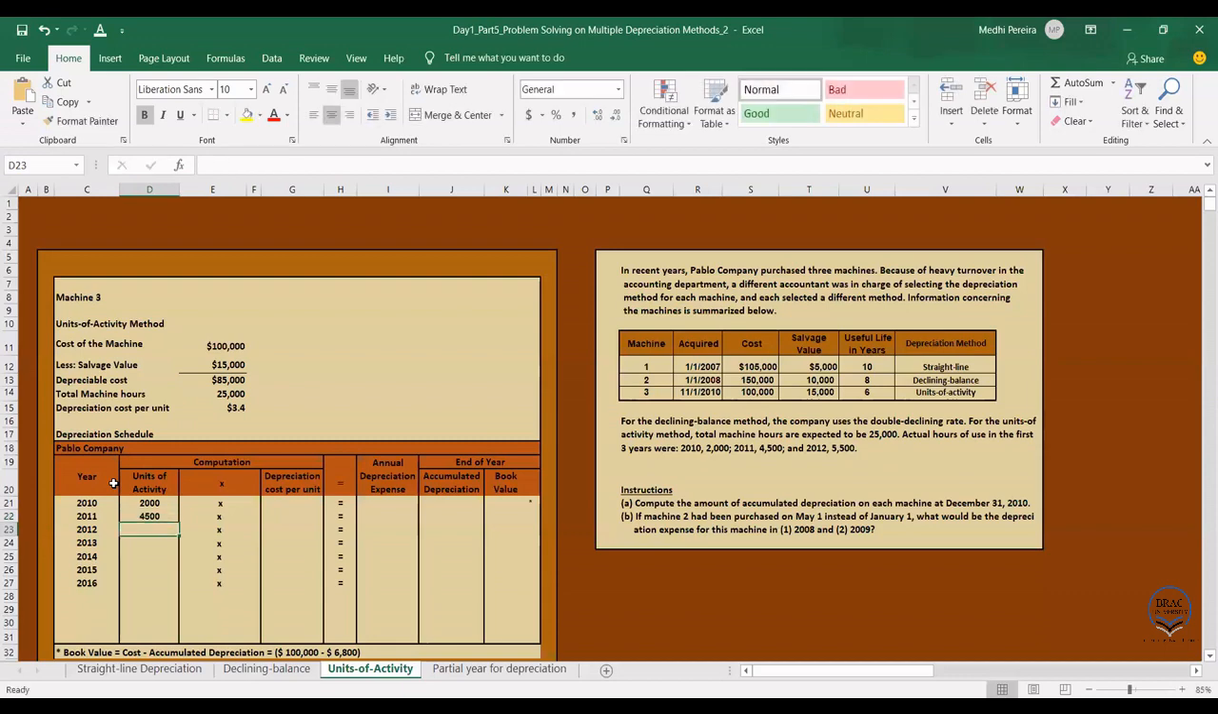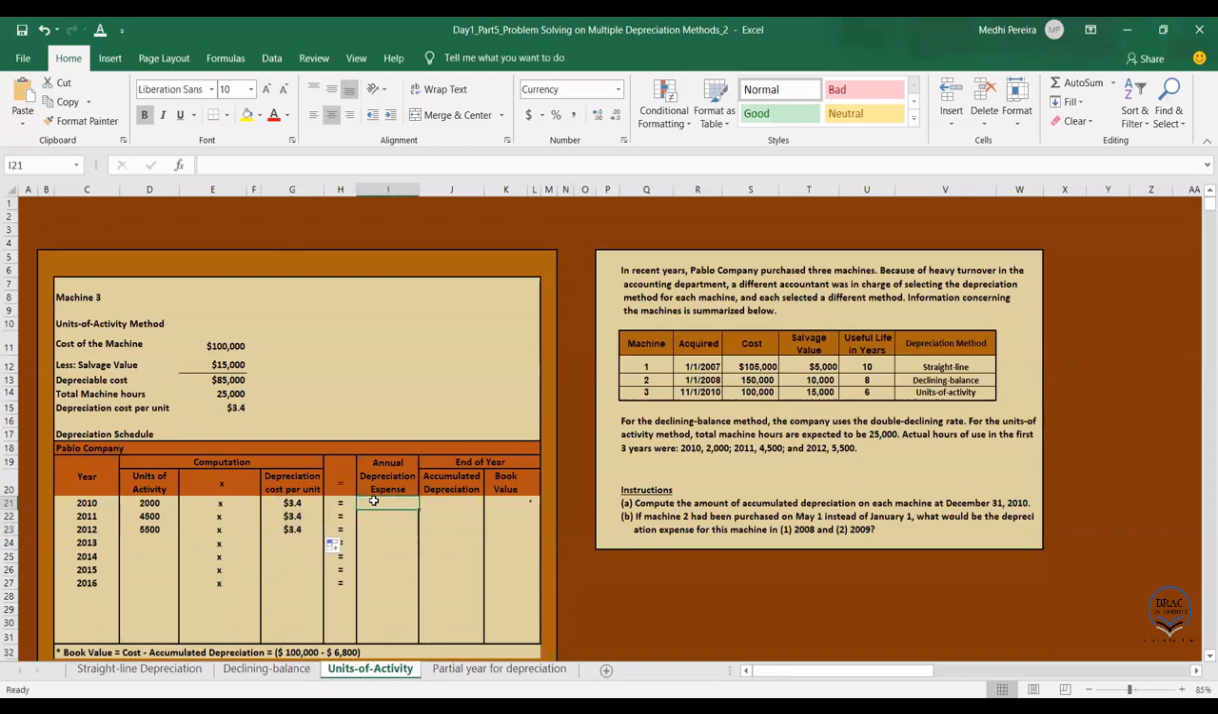For 2012, it is 5,500 hours. And this is all we have as the units of activity that has been done. So we can only do the calculation till 2012 here. And now we will have to write down the amount of depreciation per unit, which is 3.4, and we will just stretch it till 2012, because we will have to use the same depreciation cost per unit.